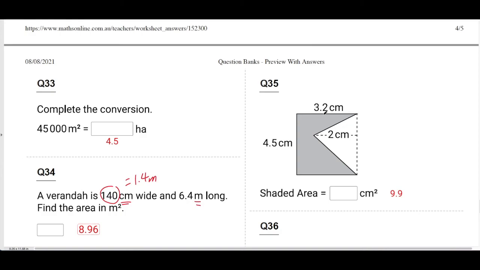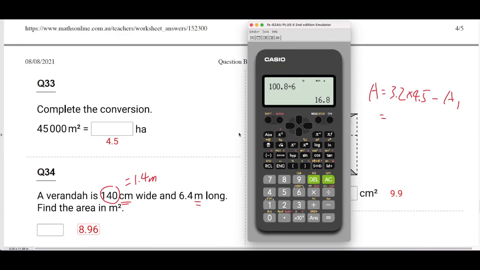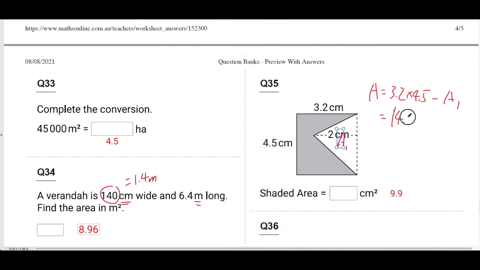35. Okay, 35 asks you to find the shaded area. So remember, to find these shaded areas, there's usually multiple ways to do it, but for this one, I think you can just find the area of the whole rectangle, take away your A1, right? This can be your A1. Take away the area of the triangle. So the total area is the area of the rectangle, which is 3.2 times 4.5. Take away the A1, right? So what's 3.2 times 4.5? Well, let's see. 14.4, okay. So 14.4, take away the area of the triangle.